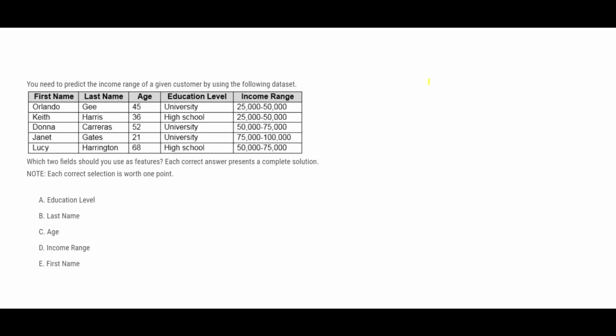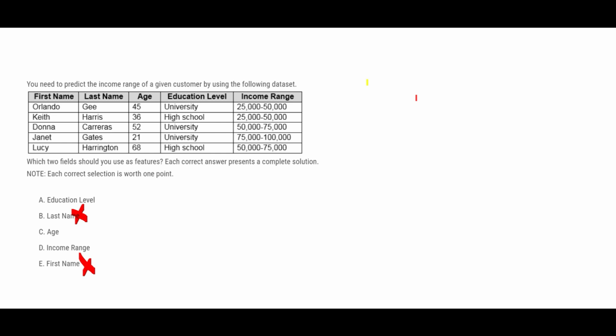See, they have provided you so many fields like first name, last name, age, education level, income range. Which field will help you predict the income? The first thing is, in order to predict the income, name has nothing to do with it. We will not say, okay, this name looks like a Christian name, let's give him more salary. No, it will not happen. So these two options are wrong.